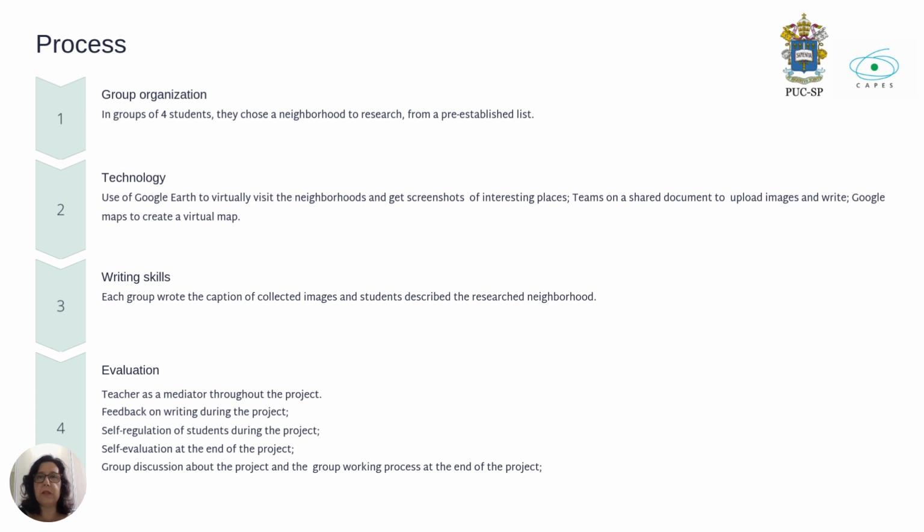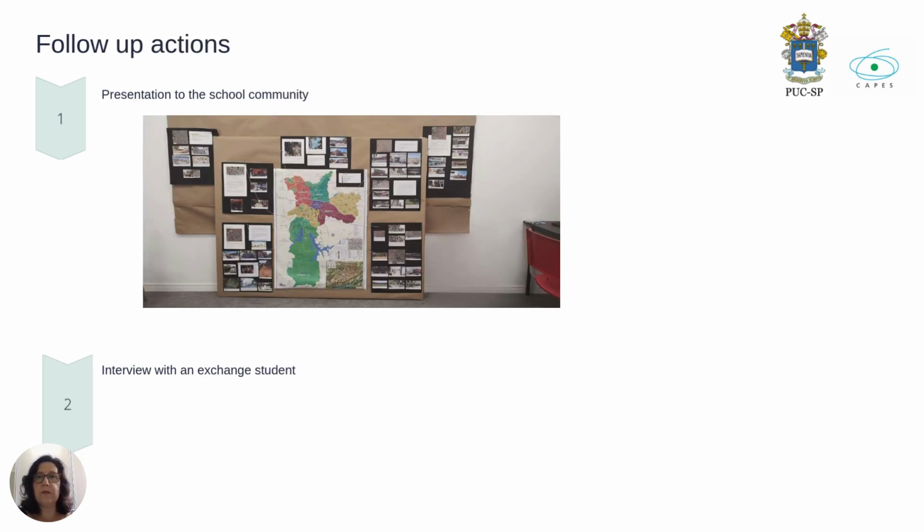At the end of the project, students answered an online self-evaluation, and we had a group discussion about the whole project and its process. As follow-up activities, there was an event at school where students' research was shared with the community, and some of them could explain the project to the visitors. With the city map in the center and the research around it, it was possible for students and visitors to have a wider view of the city, and compare the neighborhoods through the images and the students' descriptions.